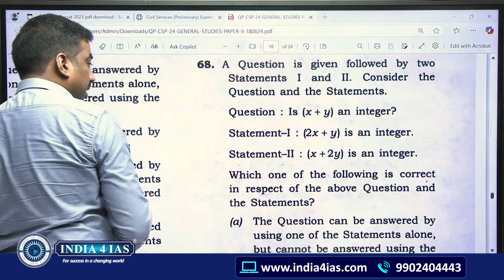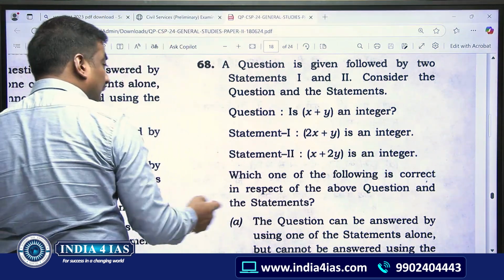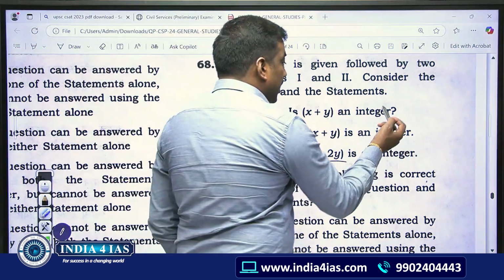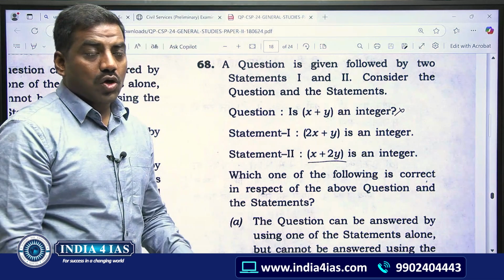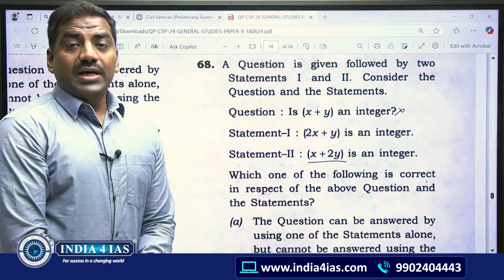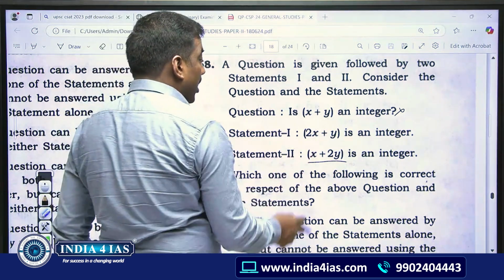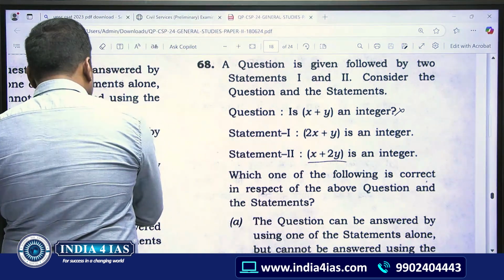Similarly for x plus 2y, it is the same thing, just interchanging x and y here. So even by knowing this fact, we cannot answer whether x plus y is an integer or not. It can be an integer or it can be a fraction. So we cannot answer. But we have to club these statements now.